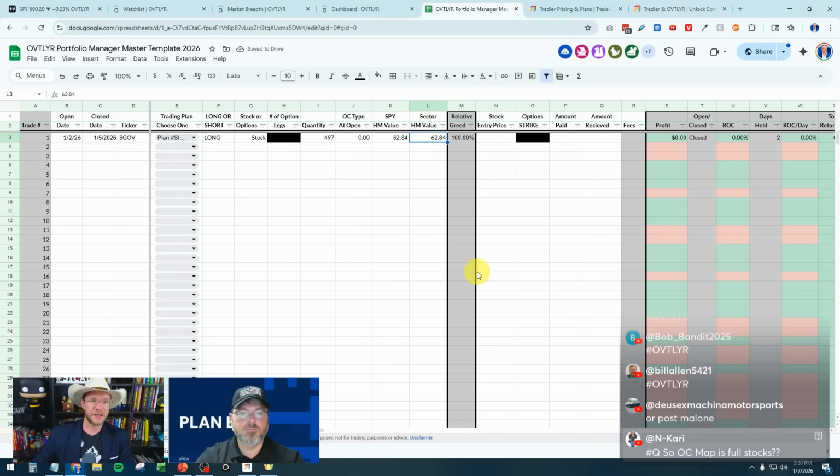So we want to always have that at least 1. So we want to see a sector heat map score of like 65, not 60. Does that make sense? Yeah, because you're trying to find a sector that's running hot, that there's a lot of stocks in it that are getting greedy. Exactly.